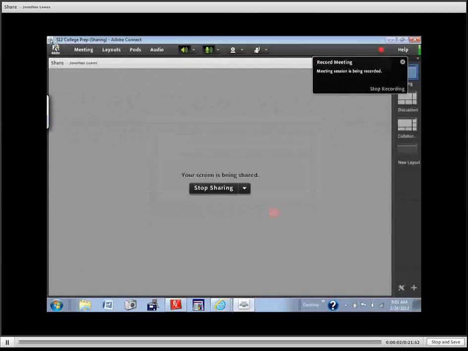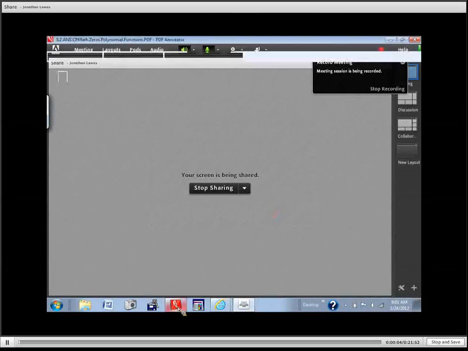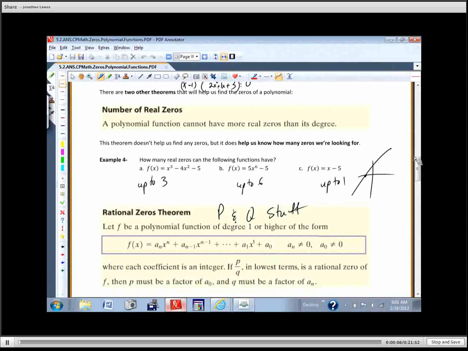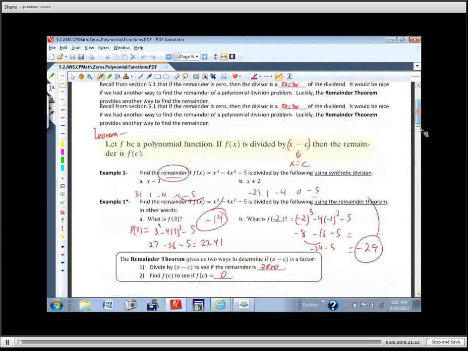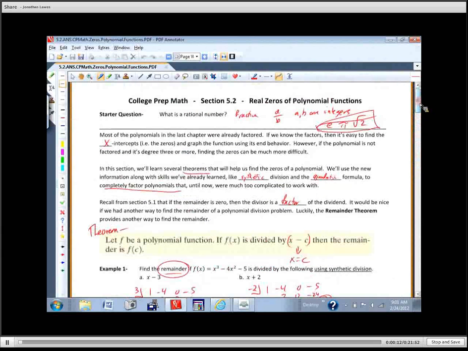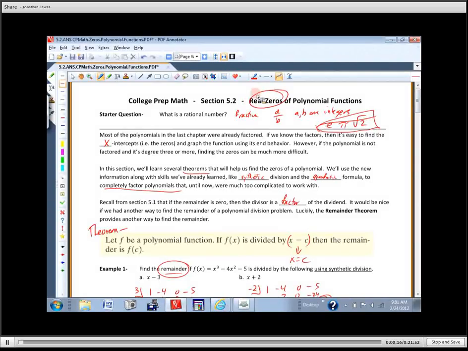These would be problems that you wouldn't have the information for yet. But let's take a quick look. Everybody watch, please. Okay, just a quick review. This section is on the real zeros of a polynomial. So we only have to find the real zeros.